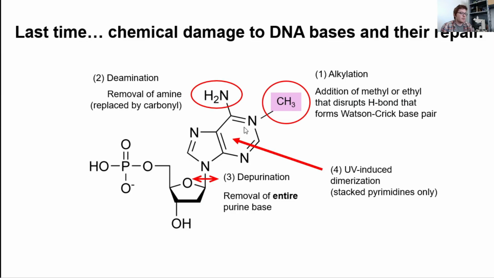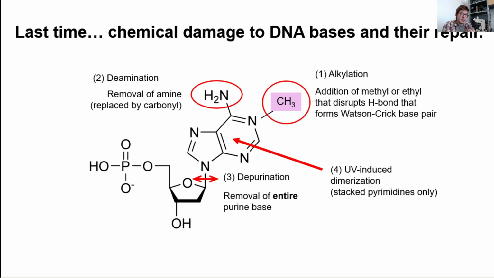And so just to remind you about what happened last time, we talked about chemical damage to DNA bases and their repair. So we're thinking about very specific types of damages like alkylation, deamination, depurination, or UV dimers that occur at very specific sites in the genome. And we talked about the different repair mechanisms that exist to fix those damaged sites. And so this usually involves excision or removal of either the base or the stretch of DNA where the problem has occurred, and then resynthesis of that stretch.